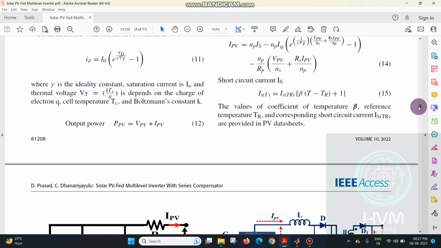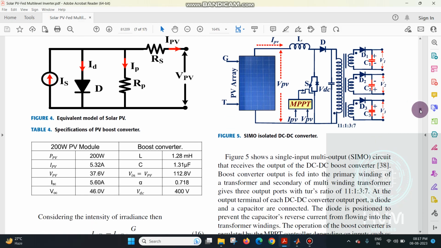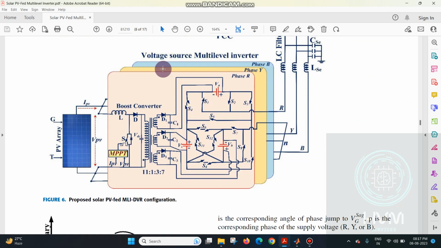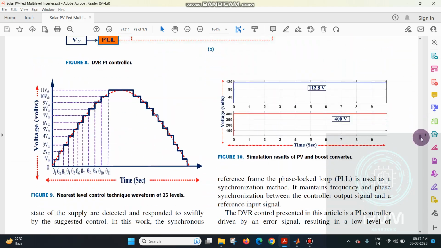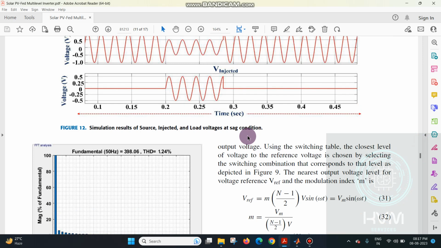Next in our project, we are connecting the multi-level converter, like this, with the isolated DC-DC converter. These converters will be connected as a voltage source multi-level inverter. After connection, we are applying different condition cases like the sag and swell. In our project, we are applying the sag and swell. So how much sag and how much swell are we applying?